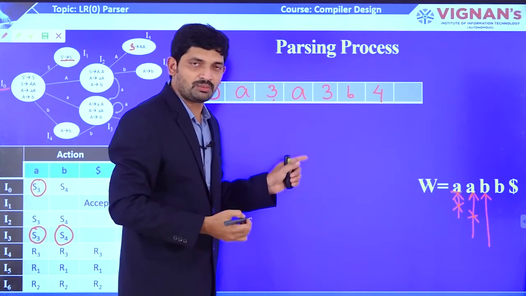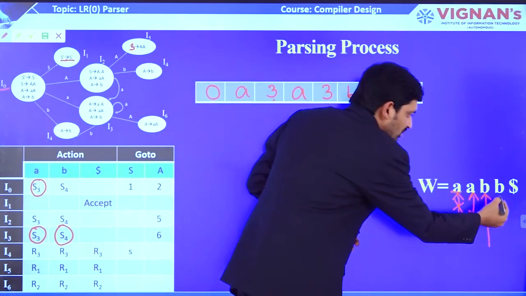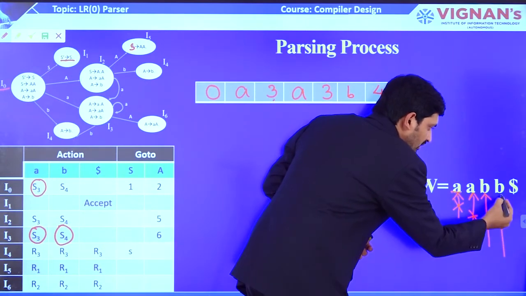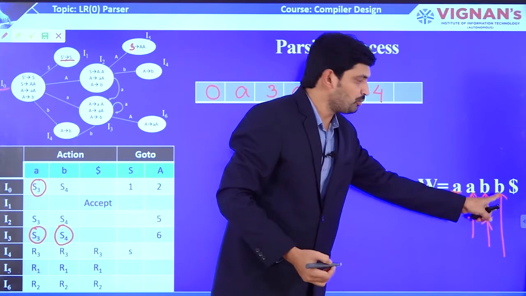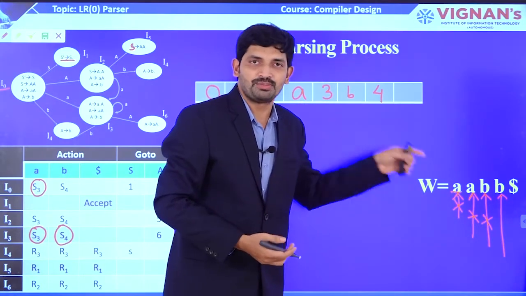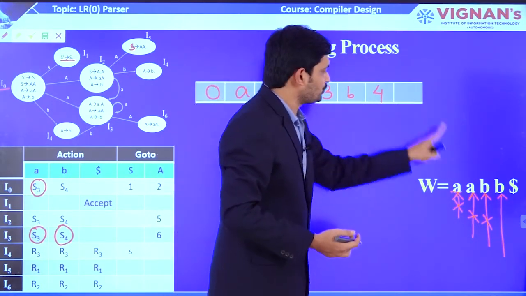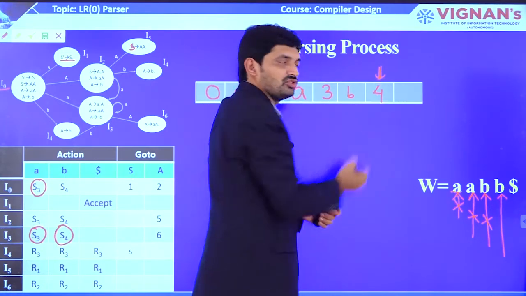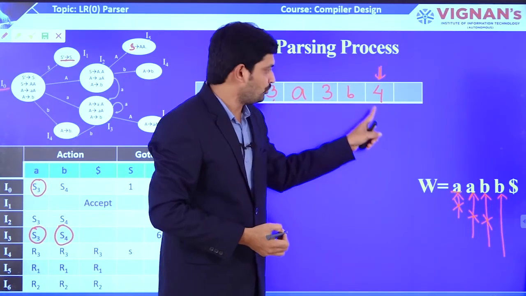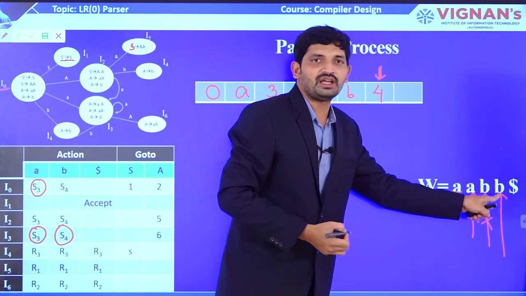Again this is a shift operation. So again I have to increment my lookahead pointer. So now my lookahead pointer is pointing to the symbol b. Now check what is 4 on b. Always I am going to deal with the top of the stack only. Here the top of the stack is 4. So 4 on b I have to check.